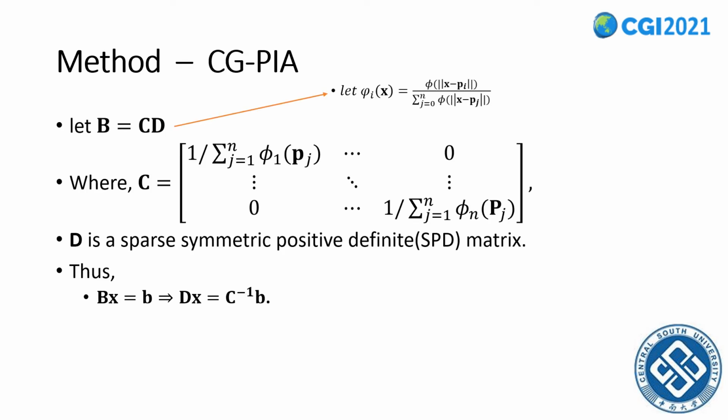A new way to solve the problem is that we find, by matrix splitting, the matrix B can be split into two matrices, C and D. Remember the definition of matrix B. It's the normalized RBF, let C equal the normalized parameter, and D is a sparse symmetric positive definite matrix. Thus, upper Bx equals b is equivalent to Dx equals inverse C dot b.